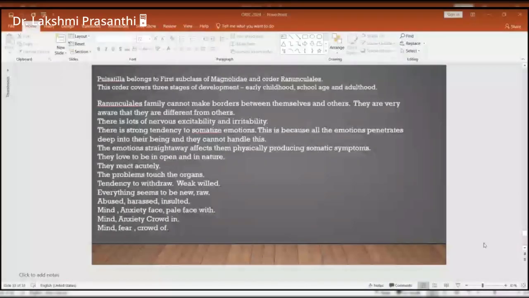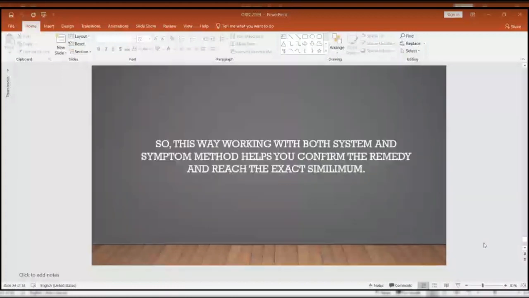But how important is the kingdom? It is important to know the themes of the kingdom, through which we can reach the simillimum. So you have to know both the symptom and the system method to easily repertorize and reach the exact simillimum. You have to take the help of repertory, the symptom method and the system method, to understand the symptom. This way, working with both system and symptom methods helps to confirm the remedy and reach the exact simillimum.